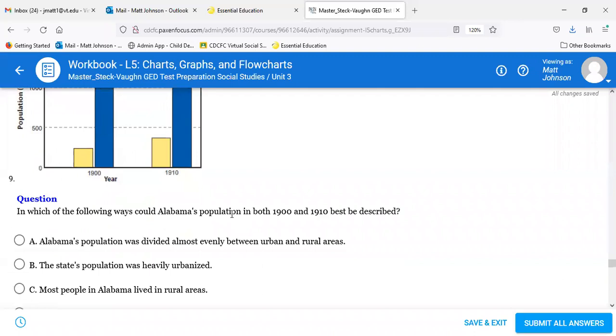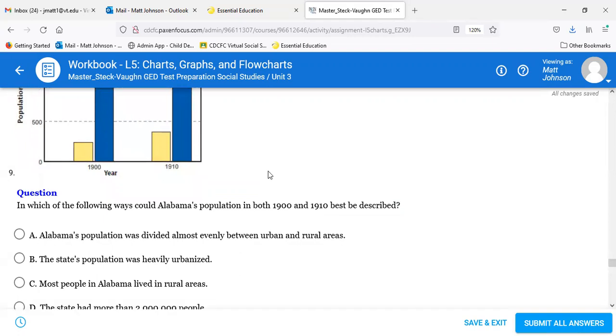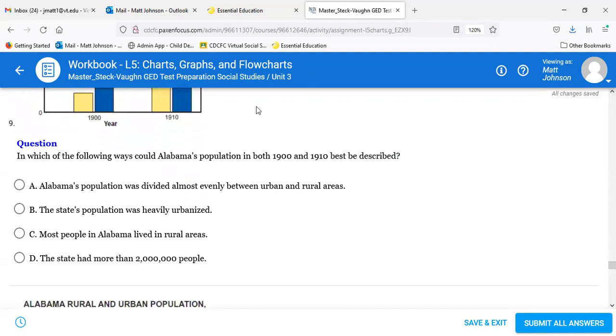Grace, how about number 9 for us? Okay. Number 9. In which of the following ways could Alabama's population in both 1900 and 1910 be described? A. Alabama's population was divided almost evenly between urban and rural areas. B. The state population was heavily urbanized. C. Most people in Alabama lived in rural areas. And D. The state had more than 2 million people.